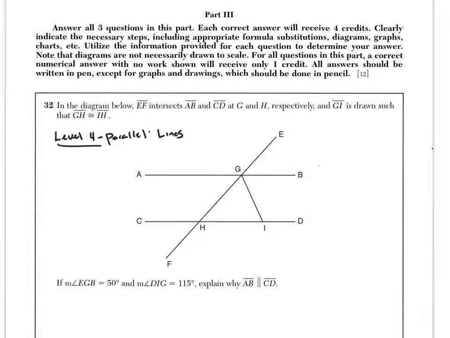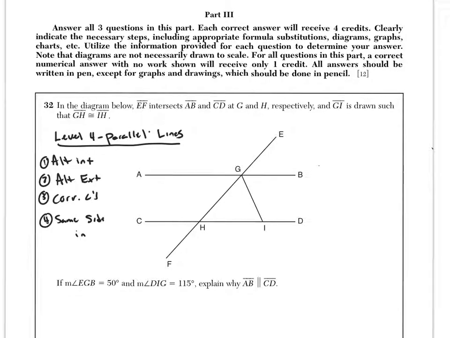You might remember there's 4 kinds of angle pairs that we learned about. 1 would be alternate interior, 2 would be alternate exterior, 3 would be corresponding angles, and 4 would be same side interior. We know that these 3 are all congruent when the lines are parallel, and we know these are going to be 180 degrees or supplementary.